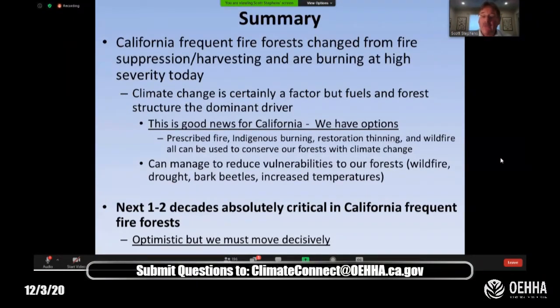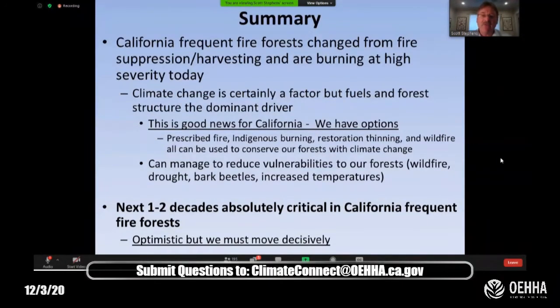And I agree fully with David Ackerly and others that there are going to be some changes in vegetation. We are going to see some of these conifer forests transition to things like oak hardwoods and such. That's going to happen. But I also believe that if we can get this restoration program going at large scale, we could really make a difference to conserving the forests of this state and all the values they give to us, so many. I say the next 1 to 2 decades, absolutely critical in California.